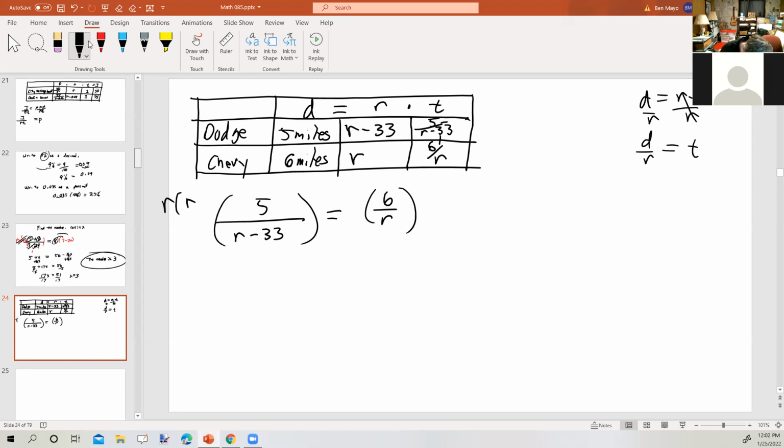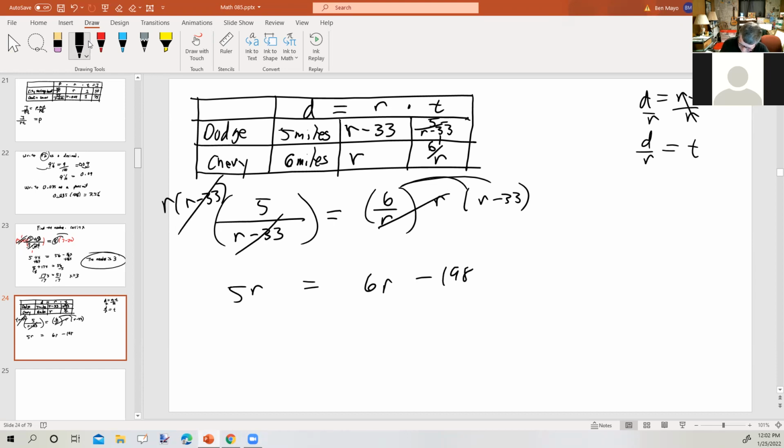So this is r times r minus 33, r times r minus 33. Because I'd never gotten a quadratic equation as the leading to the solution on this. Okay, those go, and I've got 5r. Those go, and I've got 6r minus 198. Subtract 6r, negative r equals negative 198. Divide by negative 1, and r equals 198. So that's 198. And r minus 33, I'm not even going to trust myself anymore. 198 minus 33 is 165.